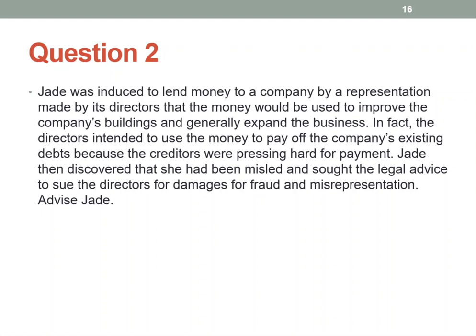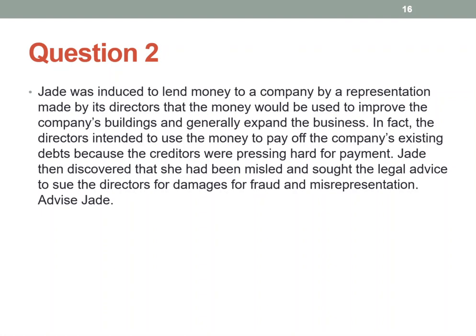J was induced to lend money to a company by a representation made by its directors that the money will be used to improve the company's building and generally expand the business. In fact, the directors used the money to pay off the company's existing debts because the creditors were pressing hard for the payment. Jade then discovered that she had been misled and sought your legal advice to sue the directors for damages for fraud and misrepresentation. Advise Jade.